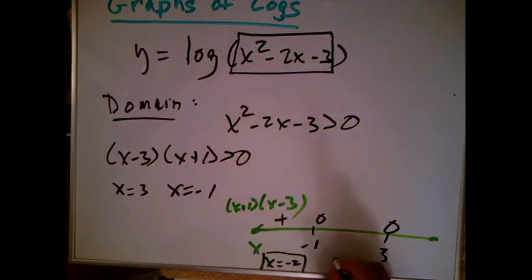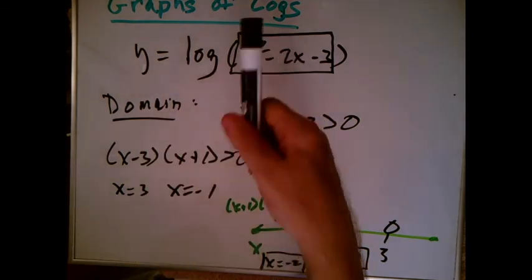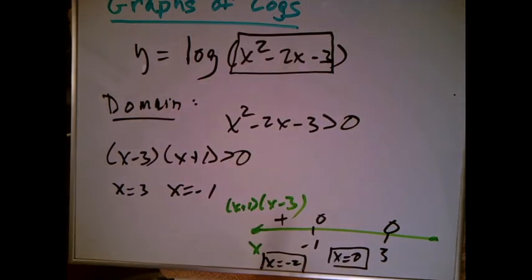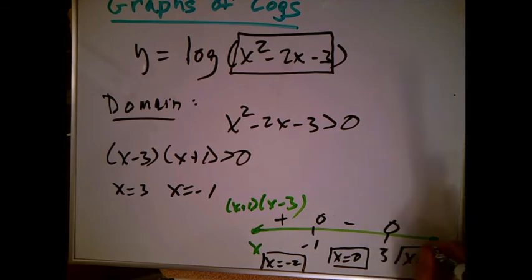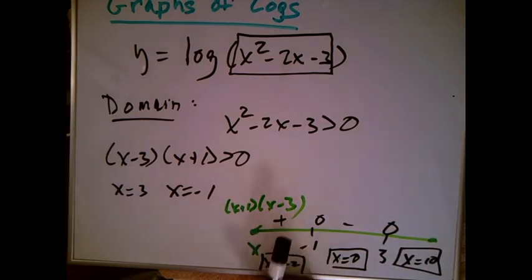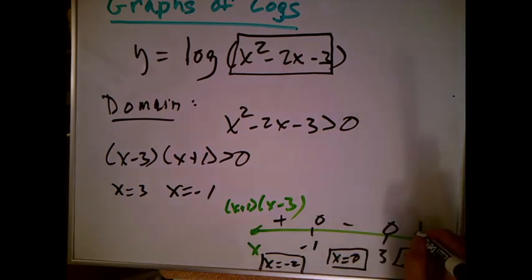When I try to plug in, say, something like x equals 0, now notice, by the way, we're not trying to plug x equals 0 into a log function. We're trying to plug x equals 0 into this function, then into the log function. Anyway, so when I plug in 0 here and 0 here, I get plus times minus, that's minus. If I pick a number, say, let's say 10, that's safely away from 3, I put a 10 here, I put a 10 here, I get positive, like that.